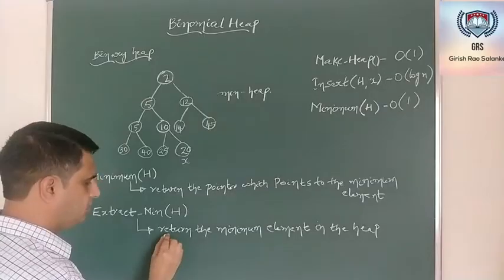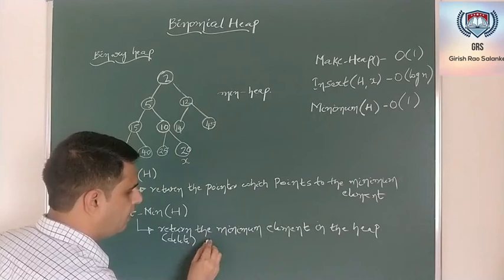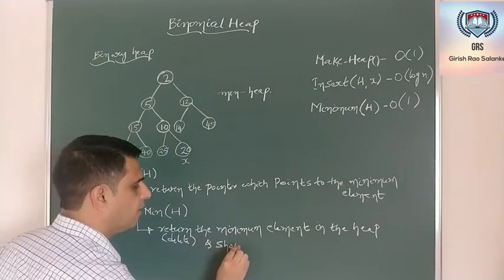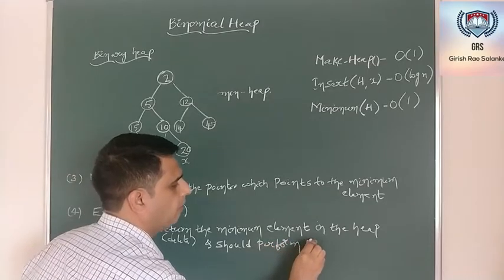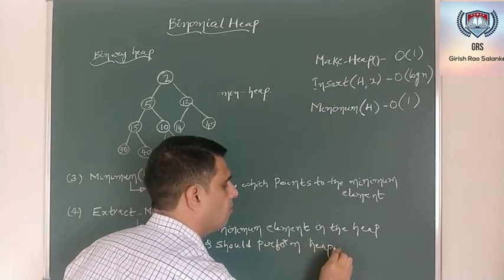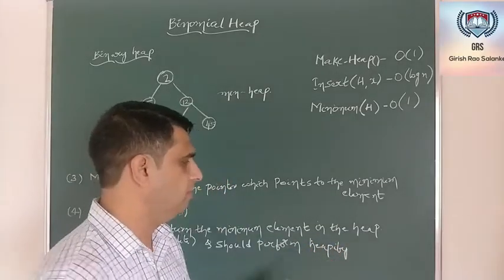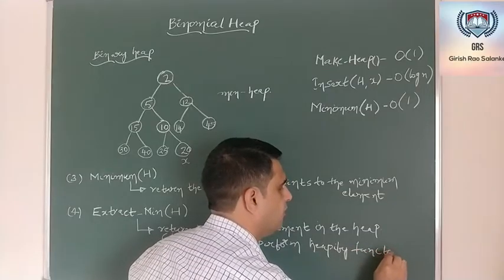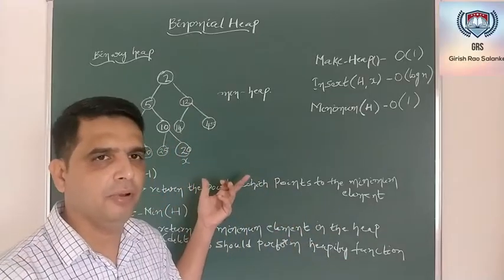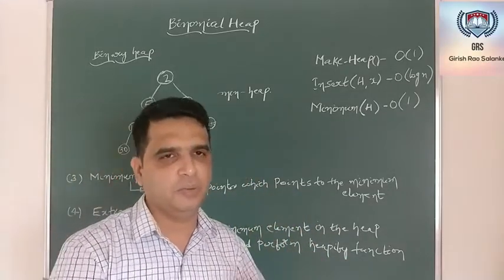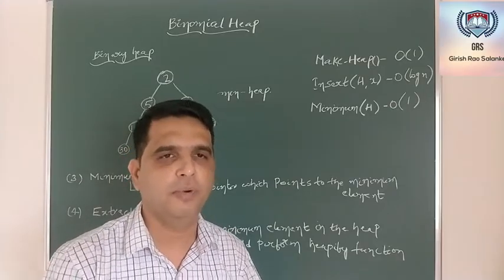What the extract min operation should do is return the minimum element in the heap, or I can say it should delete the minimum element in the heap and perform the heapify function. We all know the heapify function constructs a heap. Heapify means that after taking off the minimum element in the heap, I should rearrange the elements once again so that it is a heap once again.